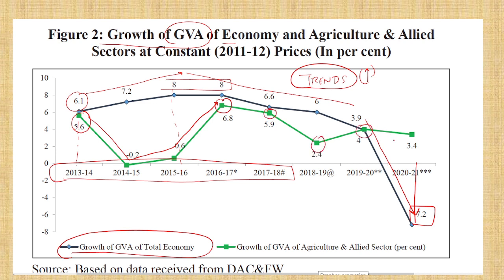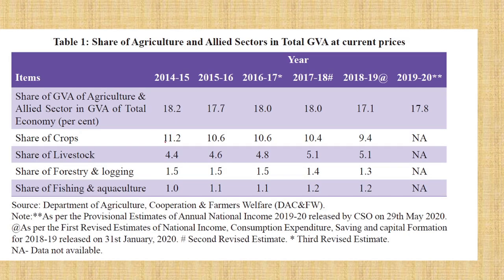And if you happen to see, in the times of COVID, industries have gone down, or the growth in industries has gone down, growth in the services sector has gone down, but agriculture had performed decently well. So this is the trend, you have to note it down, please. Next, this is useful for mains as well as for your prelims.